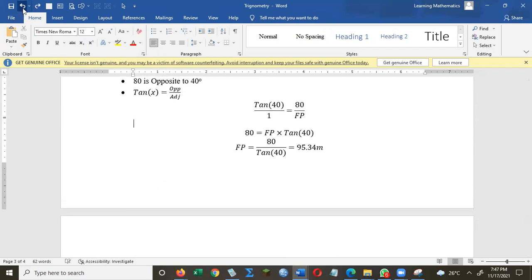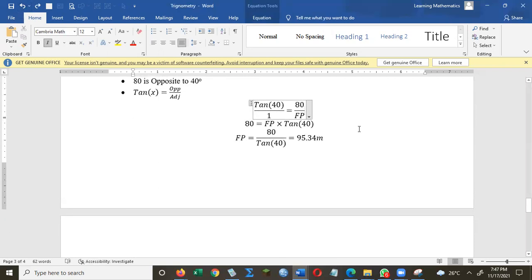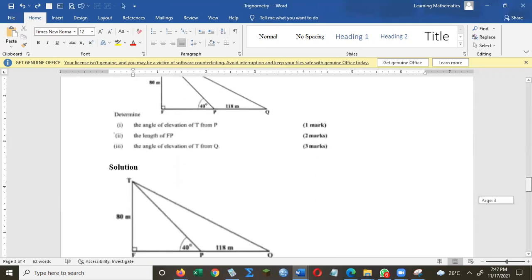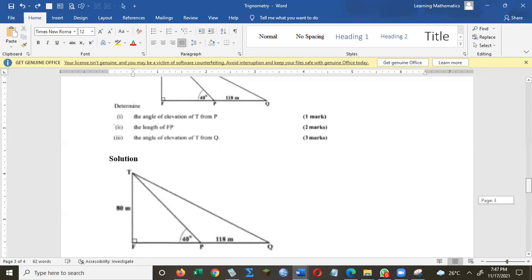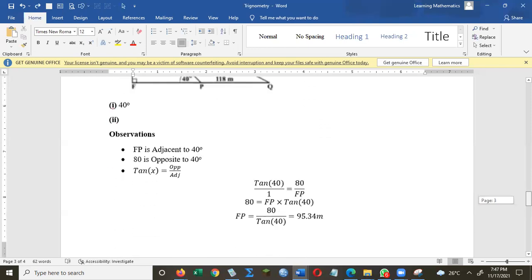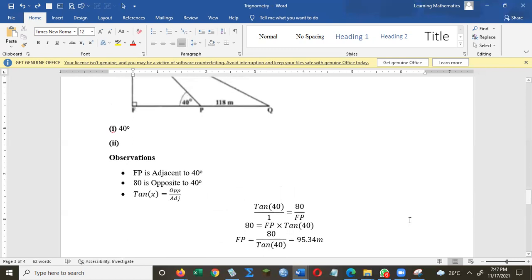Okay, right. So the next one is asking us for the angle of elevation of T from Q. So we're going to find that out. But for now, we know FP is 95.34 meters.